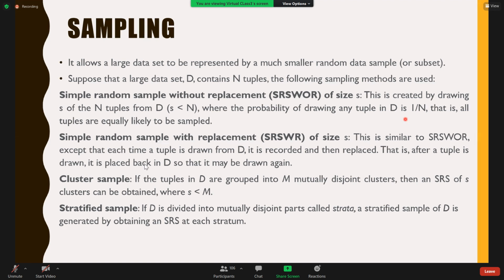The second technique is simple random sample with replacement. We can understand it from the name itself. Once you draw a tuple from n tuples, for the next round we again consider the previously drawn tuple. After a tuple is drawn, it is placed back into the original data set D so that it may be drawn again. So here there is a possibility that the tuples considered for sampling may be repeated.